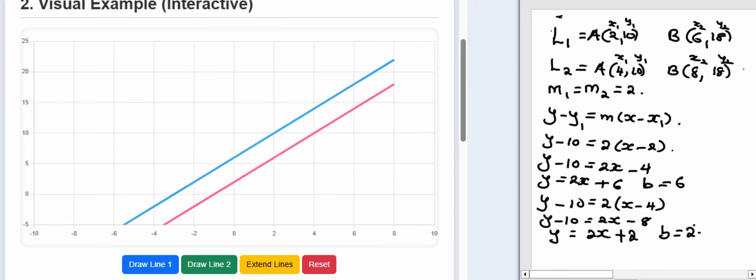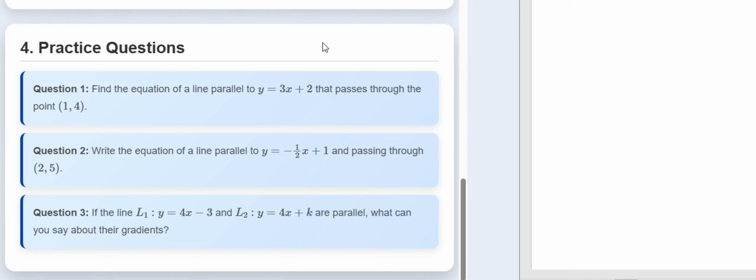So parallel lines don't have the same intercept. To summarize all the properties of parallel lines: they never meet, they have the same gradient, but they don't have the same intercept. So having that knowledge, can we try to solve some questions relating to these parallel lines?